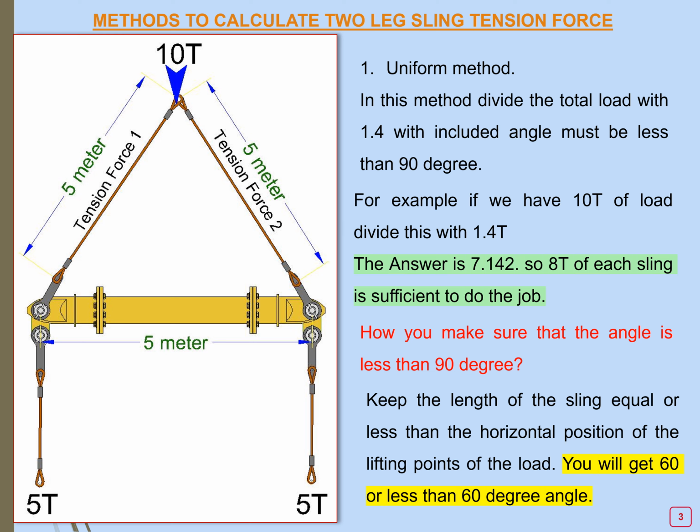Now if we don't have the same sling length, like if we have 5 meter between the lifting points and 5 meter slings, and we don't have 5 meter slings, we can use 6 meter or 7 meter, but we cannot use less than 5 meter. Then it needs to involve calculations. So this is a very simple method, easy to understand and easy to use.